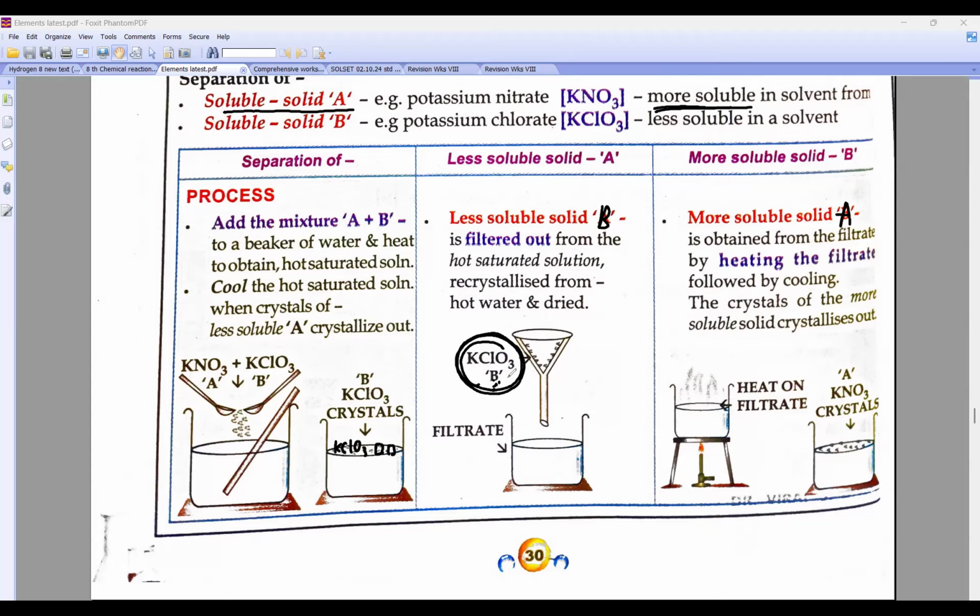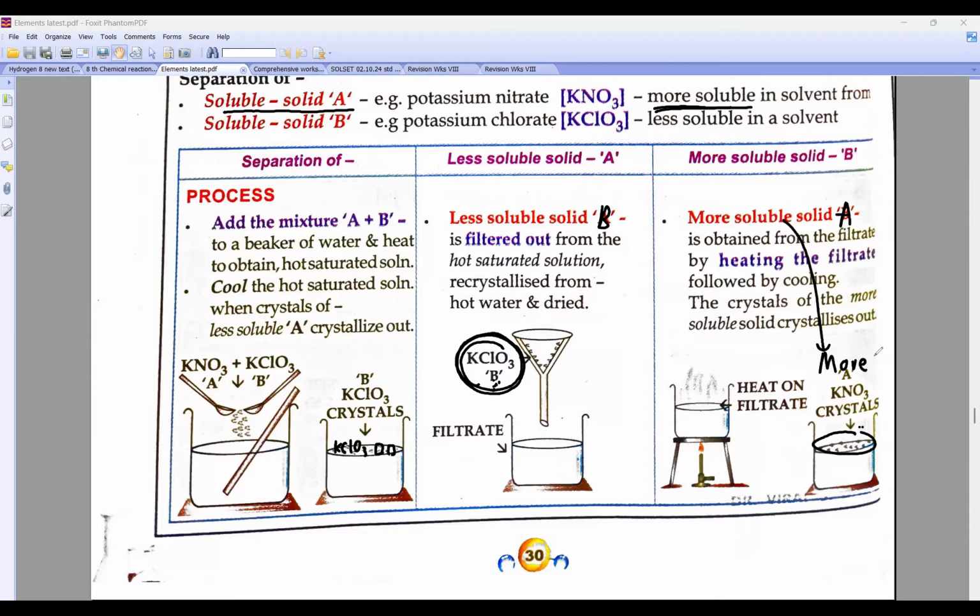Yeah, you can change it. So first KClO3 will come out, then after heating again, KNO3 will come out. This is the more soluble one, they have written here more soluble. More soluble will crystallize out later.